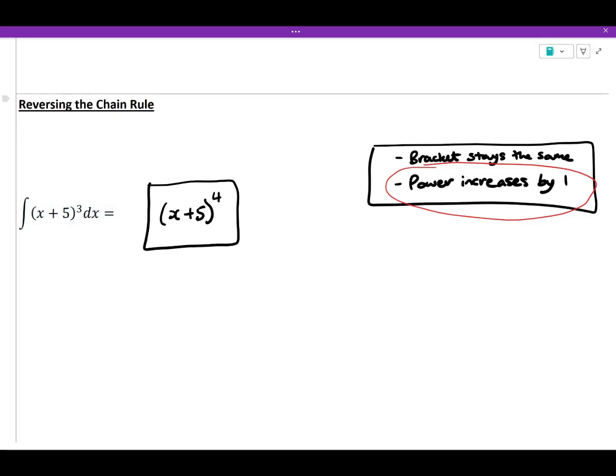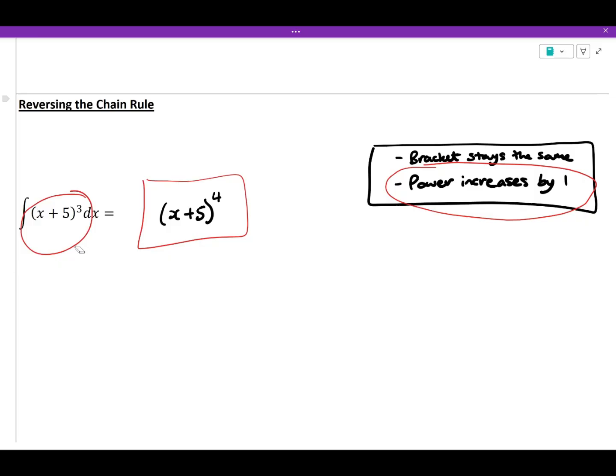However, what we do have to consider is what happens in front of the bracket. Currently I've got a 1 written there, essentially, because it's not actually got a number written there. So we need to figure out what is that value going to be. In order to investigate this, what I'm going to consider is the fact that once I've got my final answer, so let's imagine that this was my final answer, you should be able to differentiate this with the chain rule and get back to the initial question.